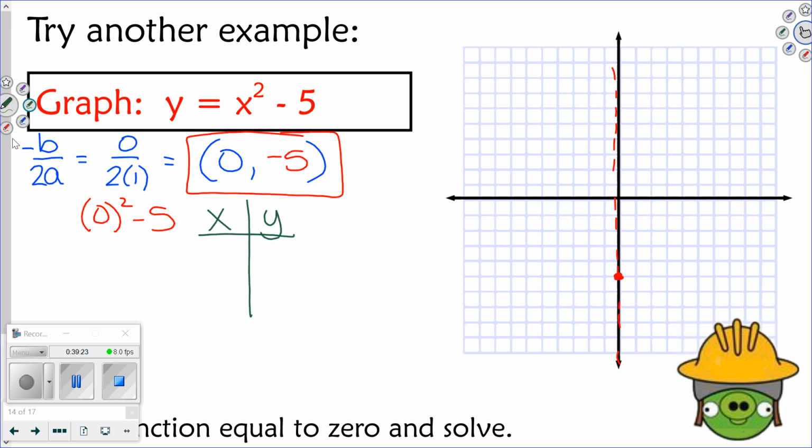Good. Again, because this is at 0, I'm going 1 and 2. So plug in a 1 and plug in a 2. Go ahead and give me a 3 just for fun. Good, it's 4. All right, so 1, -4, and reflect. 2, -1, and reflect, and then 3, 4, and reflect.